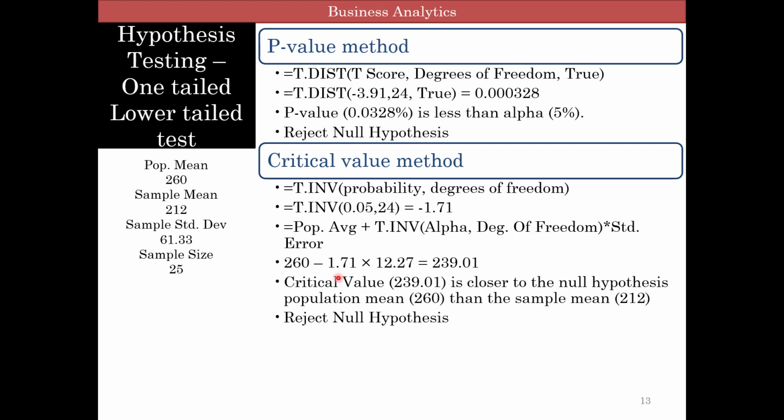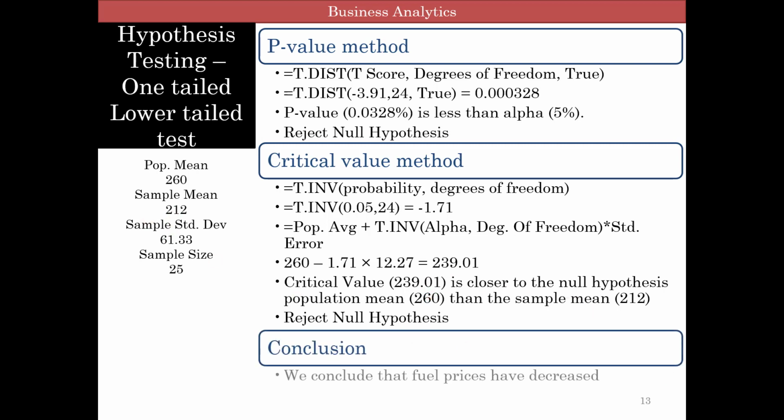And here you have the critical value method. You use t.inv. Probability here, you're going to use 5%. Remember, if it was on the right-hand side, you would use 95%. Now you're going to use 5%. Plug it into this formula to get 239.01. So when you compare, 239 is closer to 260 than 212. You can reject your null hypothesis.